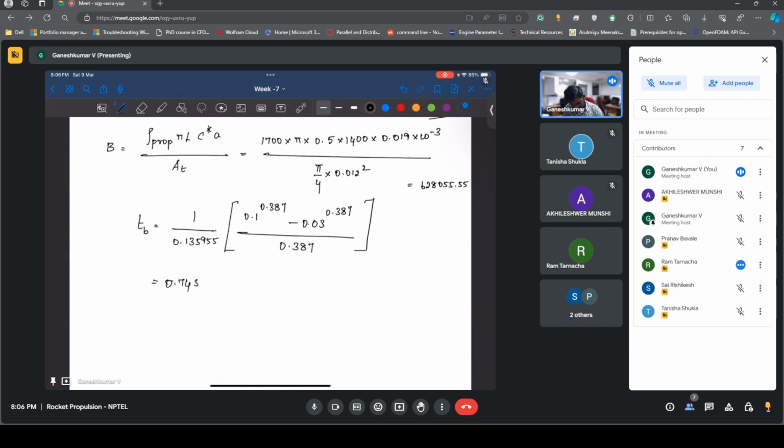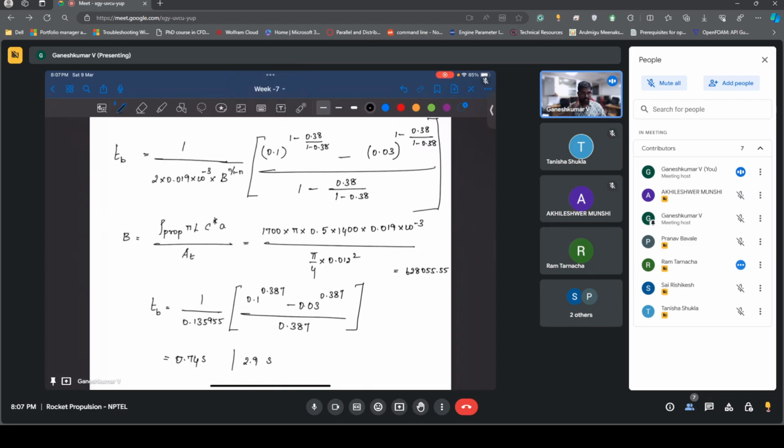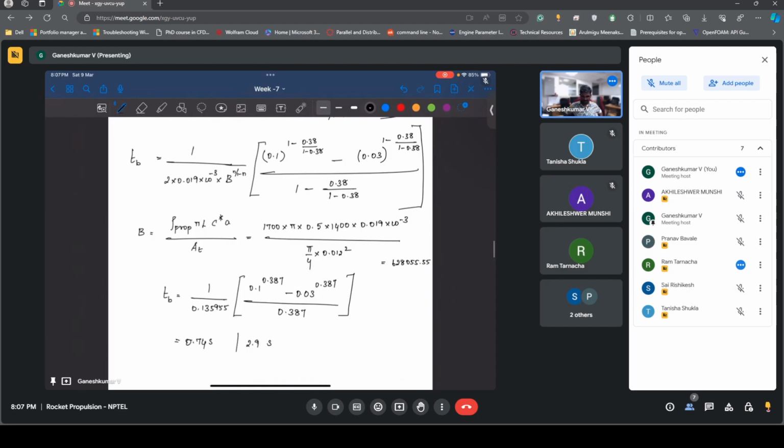So I'm getting something like 2.9 seconds. Let me know. Maybe you need to be a little careful while substituting: A should be not just 0.019, it should be 0.09 into 10 power minus 3. Same as the formula we got in the book. Let's see. Yeah, 0.9 seconds. Okay, thank you.